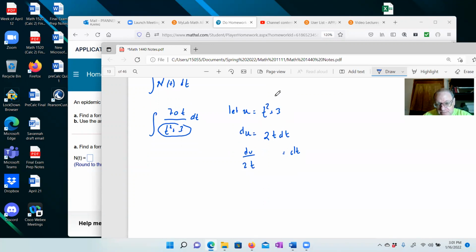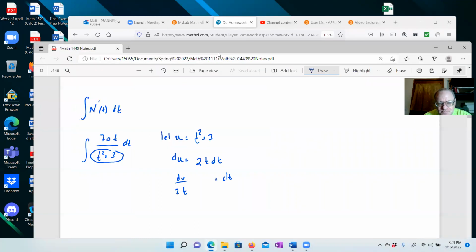Now let's see what happens. We have the integral of 70t divided by t squared plus 3, that's our u, and our dt is du over 2t. Because these t's will cancel, we've got a pretty good idea that we're going in the right direction, because you don't want t's and u's at the same time. And the 2 and the 70 turn into a 35.